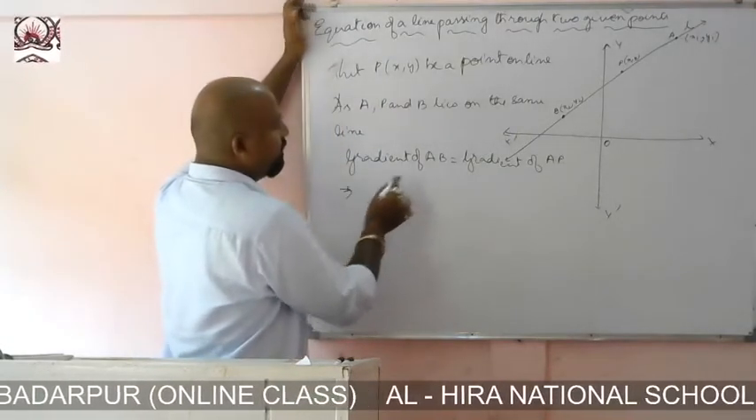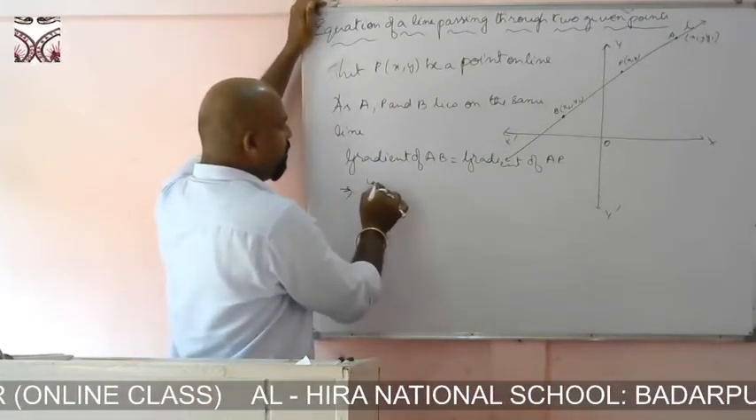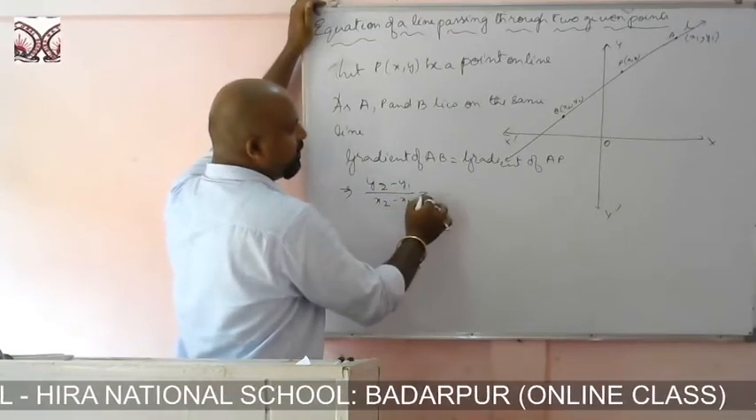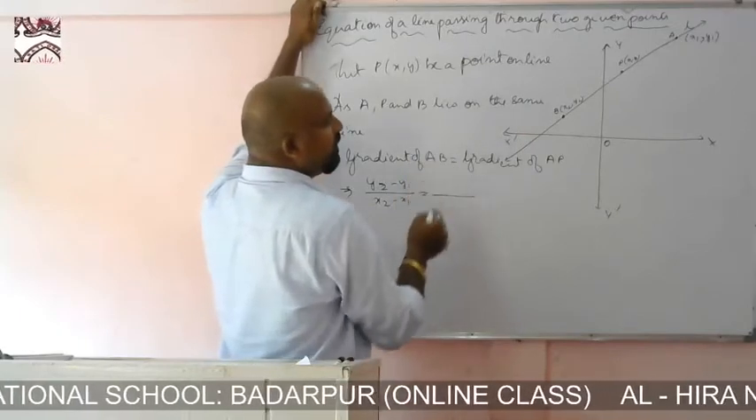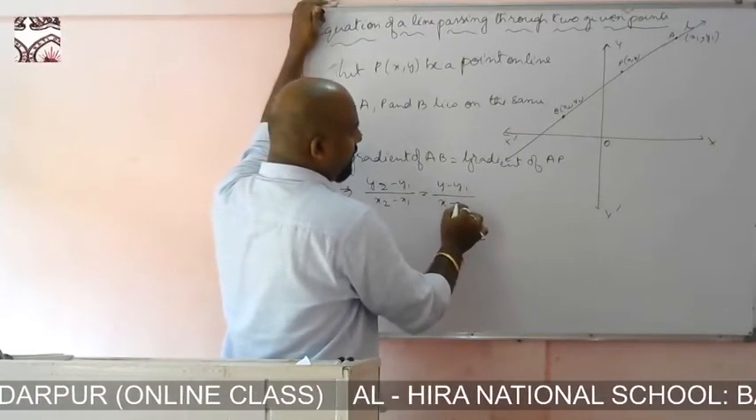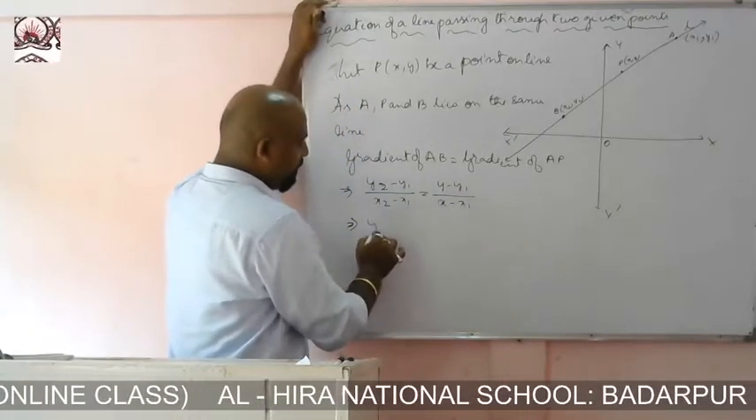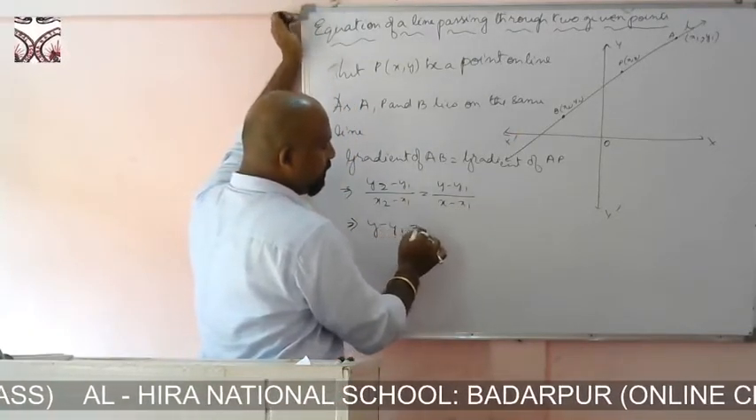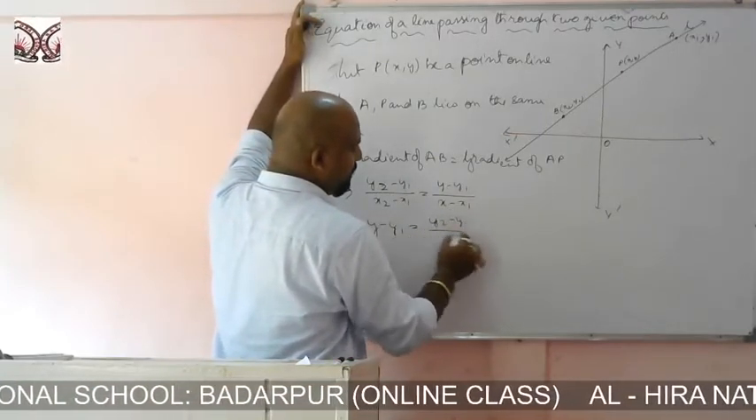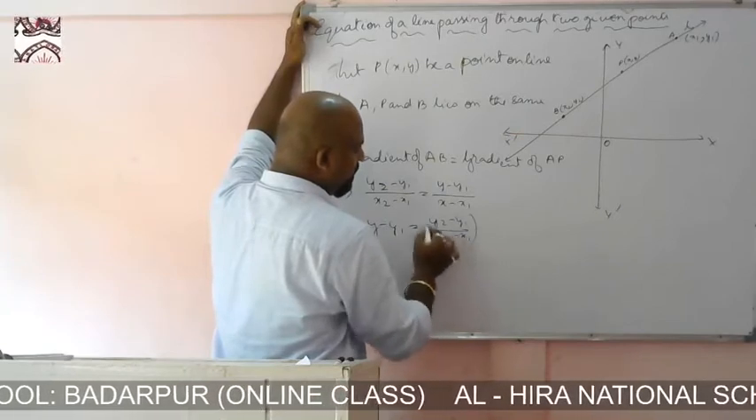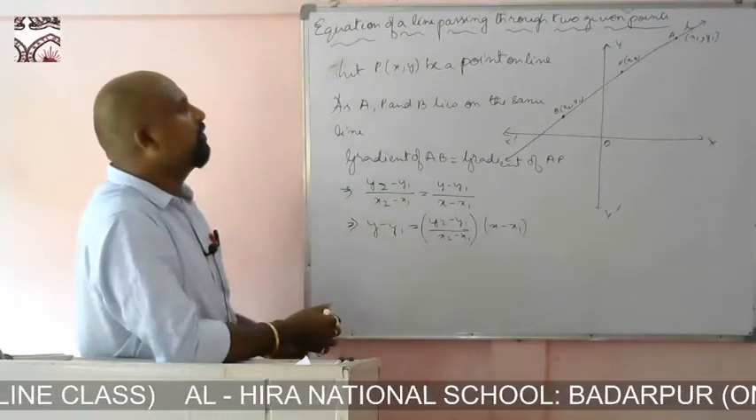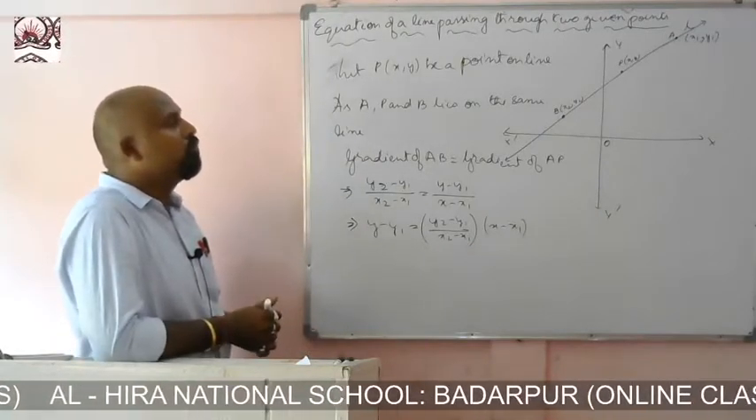Now, what is the gradient of AP equal to? y2 minus y1, change in y coordinate divided by change in x coordinate. From AP, what we are getting? y minus y1 divided by x minus x1. Now, if I write y minus y1 equal to this one get multiplied, y2 minus y1 divided by x2 minus x1 into x minus x1. This is nothing but the equation of a line passing through two given points.